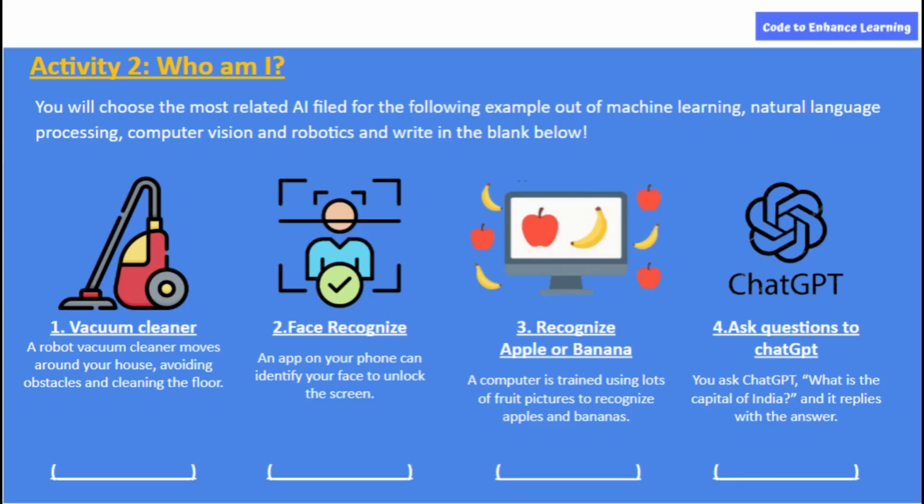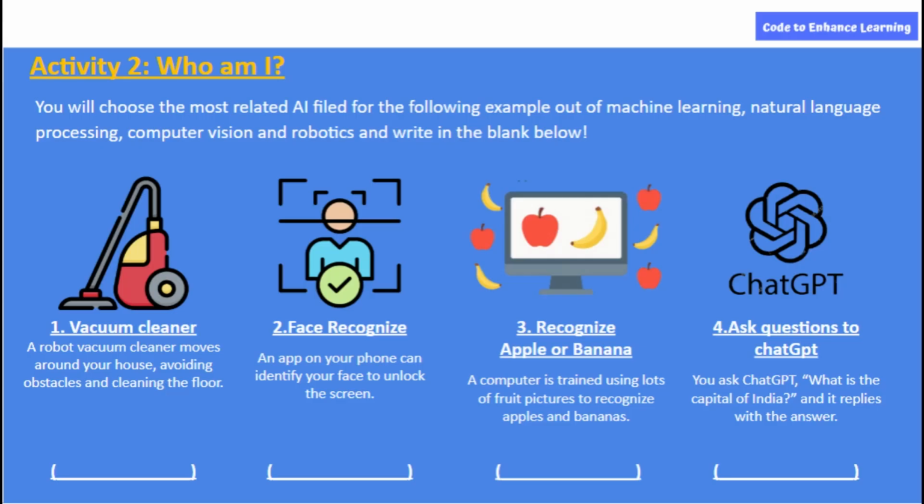It moves around the house, avoids obstacles, and cleans automatically. Which field of AI is this? Let's think. Yes, the correct answer is robotics, because it's a physical machine doing tasks using sensors and logic. So second one is face recognition lock. Your phone unlocks when it sees your face. Which AI field is this? Think. Correct. It's computer vision, since it helps machines see and recognize face.